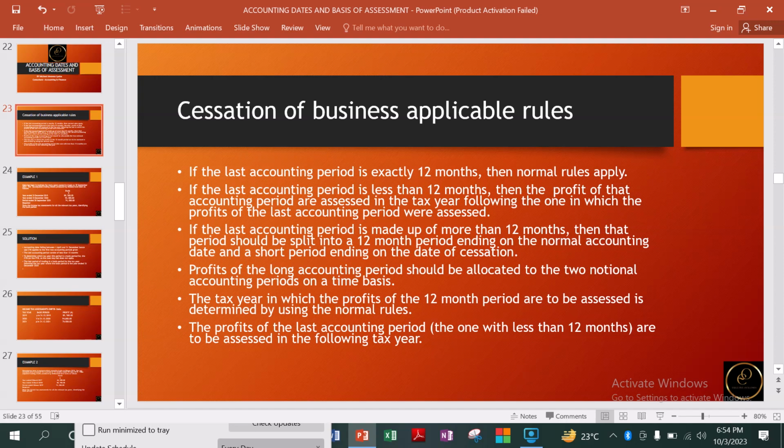Next point is looking at the tax year in which the profits of the 12 months period are to be assessed, which is determined by using the normal rules. And then the profits of the last accounting period, which is the shorter one, the one with the last months, are to be assessed in the following tax year. So those are the important points to note when you are dealing with cessation of business applicable rules. So let's look at an example and see how this is applied.